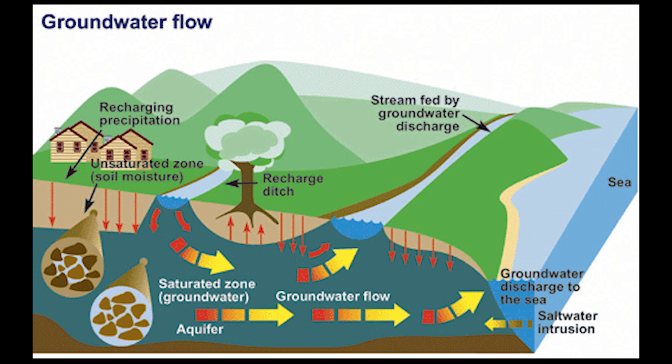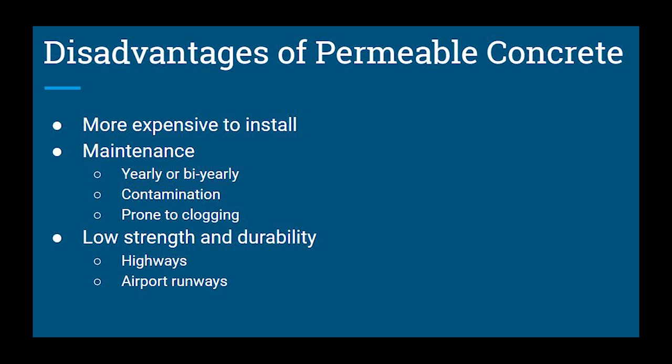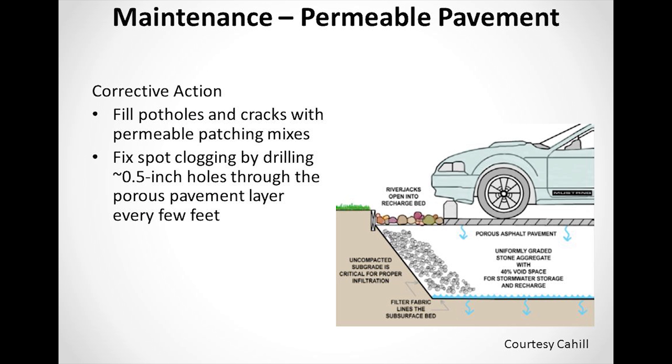The disadvantages of permeable concrete include an increased installation cost and yearly or bi-yearly maintenance to unclog the voids and restore permeability. This process can possibly contaminate the groundwater. Even though permeable concretes decrease the rate of ice formation, sanding or salting the roads will still occur, causing them to clog the pores. Due to the yearly or bi-yearly cleaning, depending on the location, the pores may be too clogged to allow maximum absorption.